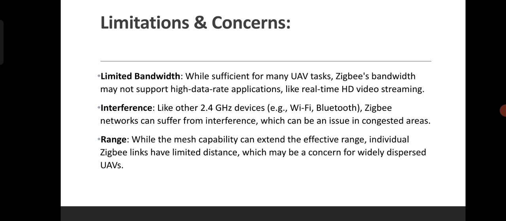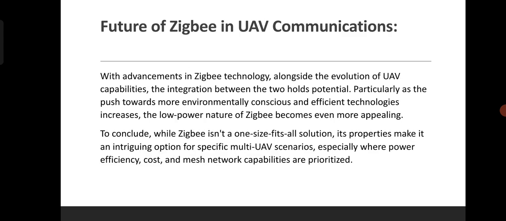individual Zigbee links have limited distance, which may be a concern for widely dispersed UAVs. Now the future of Zigbee in UAV communication. With advances in Zigbee technology alongside the evolution of UAV capability, the integration between the two holds potential. Particularly as the push towards more energy-conscious and efficient technologies increases, the low-power nature of Zigbee becomes even more applicable.